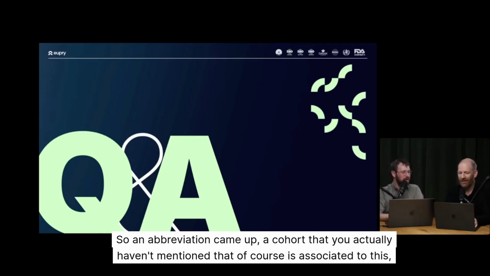Of course. So an abbreviation came up, ALCOA, that you actually haven't mentioned, that of course is associated with this, right?